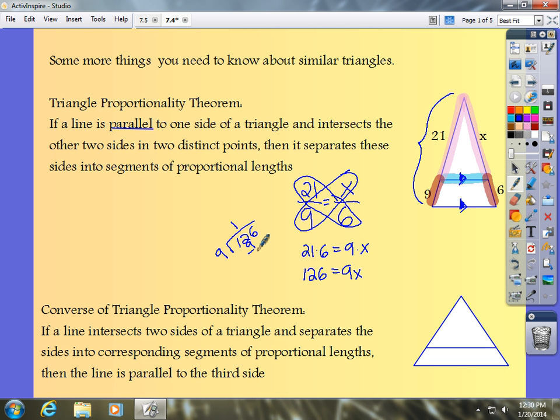that goes in once. 36, that is 4. So x would equal 14.